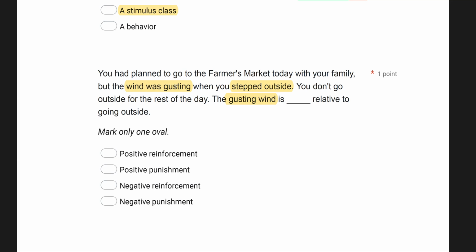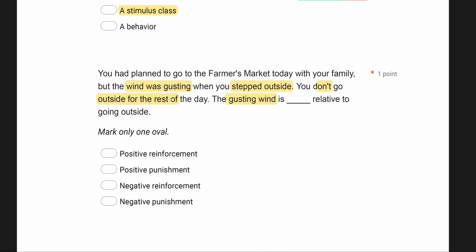Now, in order to identify what type of consequence it is, we have to see, well, what effect did it have on behavior? Well, here it decreased your behavior because you don't go outside the rest of the day. So if your behavior was decreased, it's either going to be extinction or punishment. In this case, it's going to be punishment because something was added.